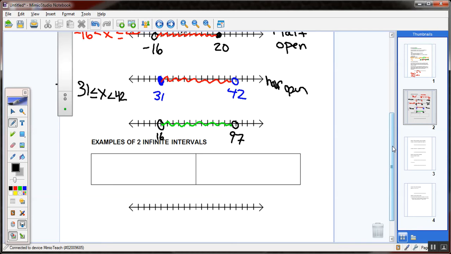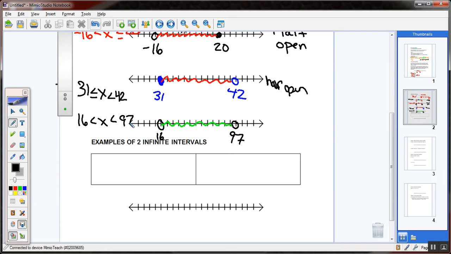How many had that? I'm concerned about writing the inequality. Okay, and this would be an interval. So this is saying x is greater than or equal to 31 and x is less than 42. That's what that's really saying. My next one right here, kids. What did you have on the left? 16. Which sign? Less than x.